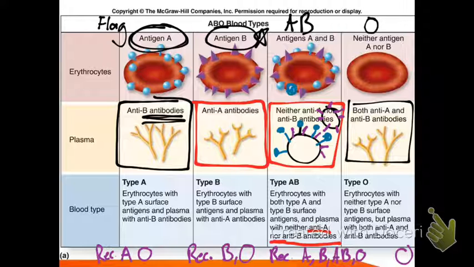So what this means is blood type AB is called the universal receiver. And blood type O, you'll notice that each of these blood types can receive from blood type O. So they are called the universal donor, because they can give blood to anyone.